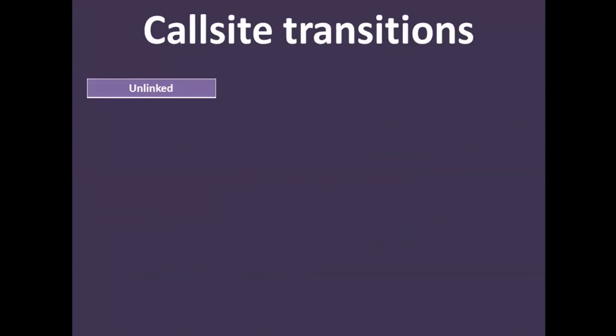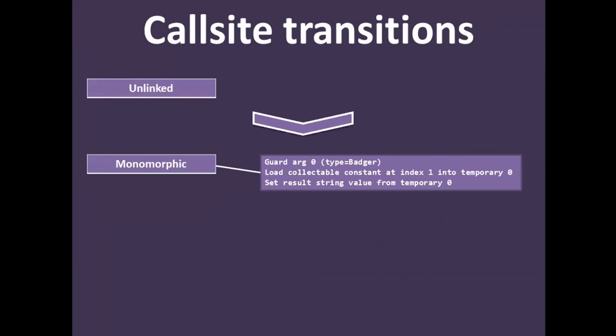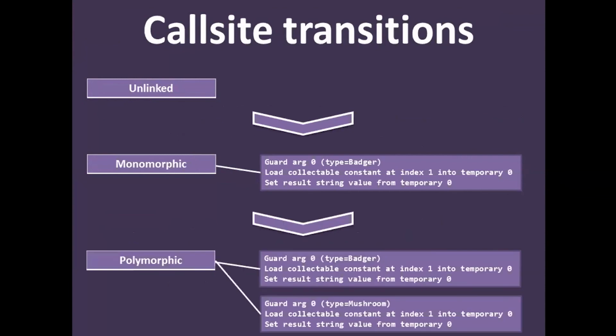So what's happening with the call site is it starts in the unlinked state. We record the dispatch program and it moves to the monomorphic state. And for the next calls where we pass in a badger, it stays there. Then when we pass in the mushroom, it records another dispatch program. And then the state moves to polymorphic, which means there's a list of different dispatch programs that we all consider one by one until we see the matching one.